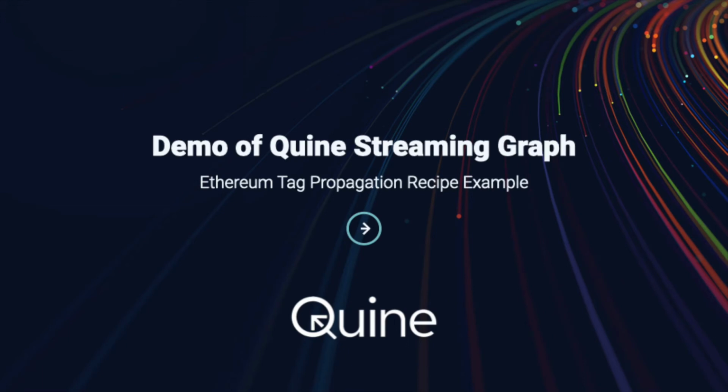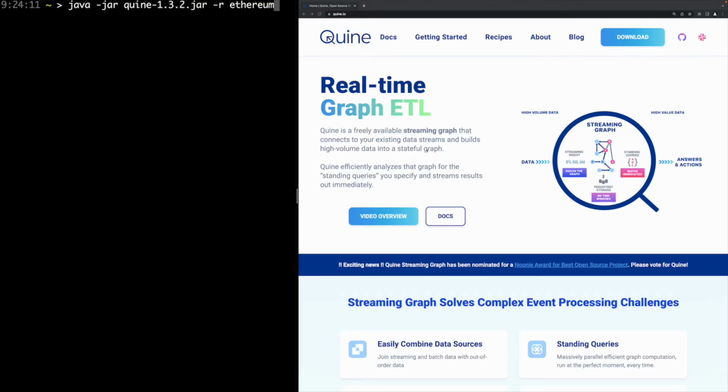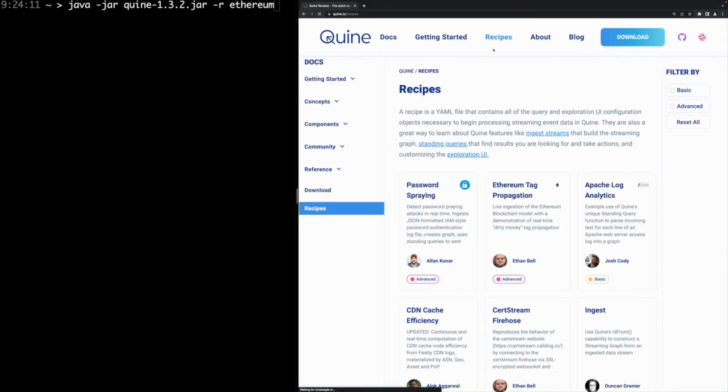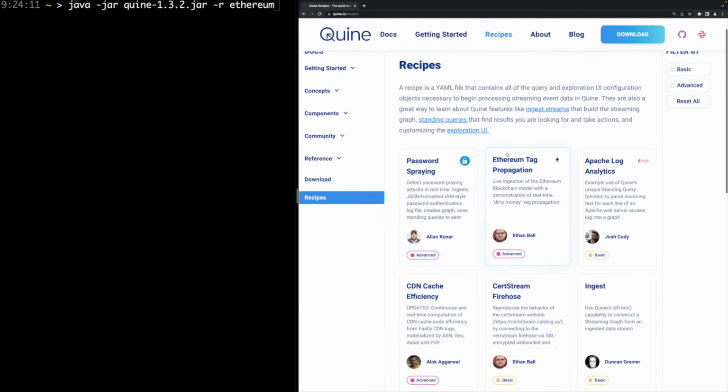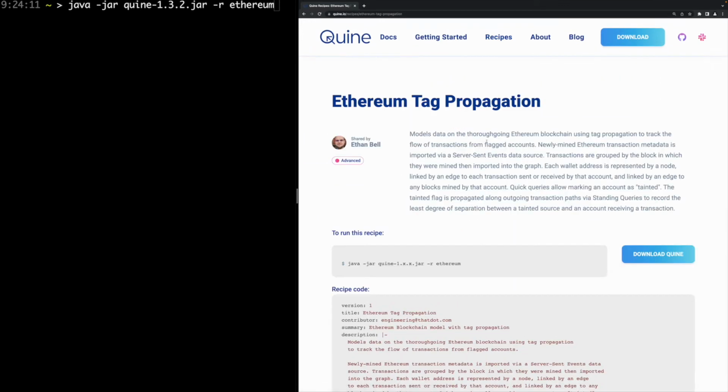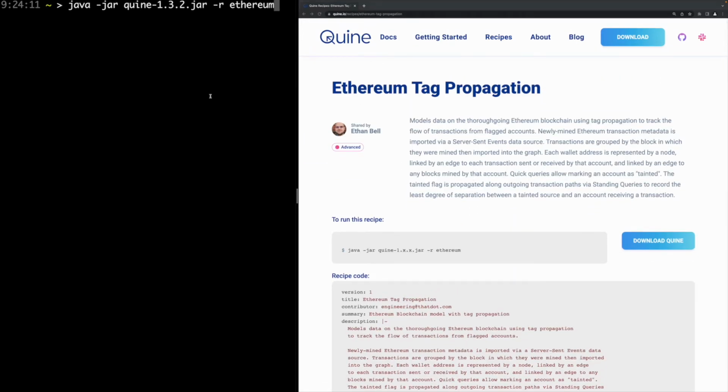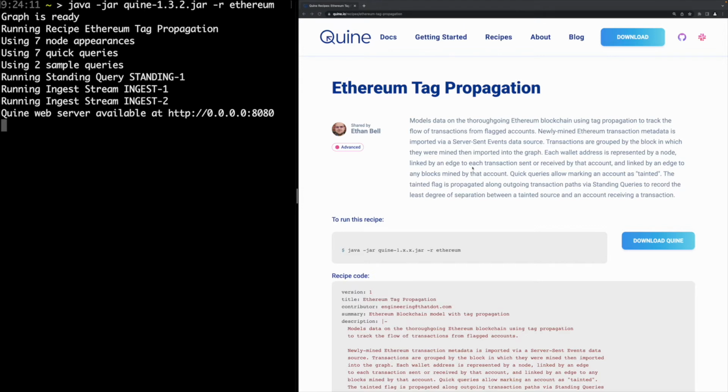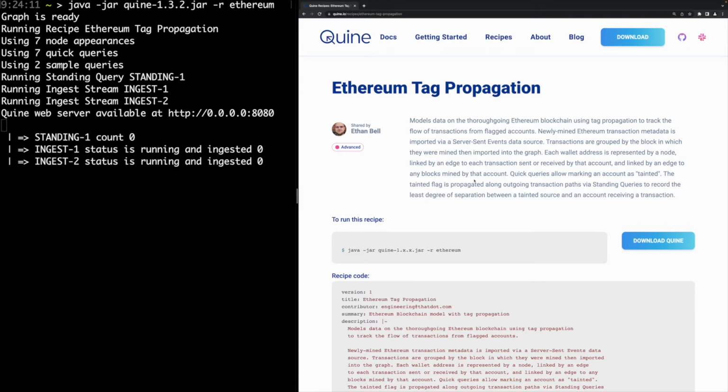Quine is the world's first streaming graph. It's available as an open source project from Quine.io, and in the recipes section you can see some easy ways to get started. In this Ethereum tag propagation demo, we'll start up Quine using the Ethereum recipe and let it get itself set up and start ingesting data live from whatever's currently happening on the Ethereum blockchain.